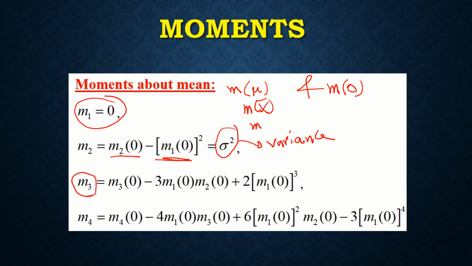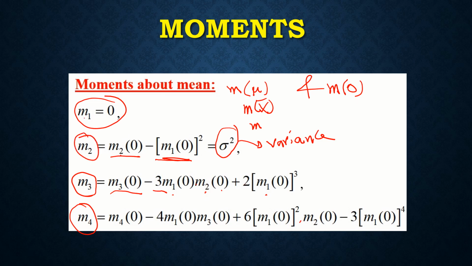m3, the third moment, equals the third moment about 0, minus 3 multiplied by the first moment about 0 times the second moment about 0, plus 2 multiplied by m1, the first moment about 0, to the power 3, and so on. m4, the fourth moment about mean, equals the fourth moment about 0, minus 4 multiplied by m1 of 0 times the third moment about 0, plus 6 multiplied by the first moment about 0 to the power 2 times the second moment about 0, minus 3 times m1, the first moment about 0, to the power 4.